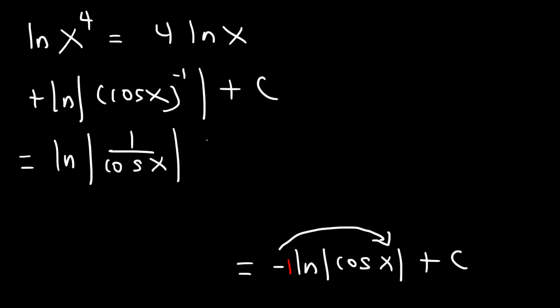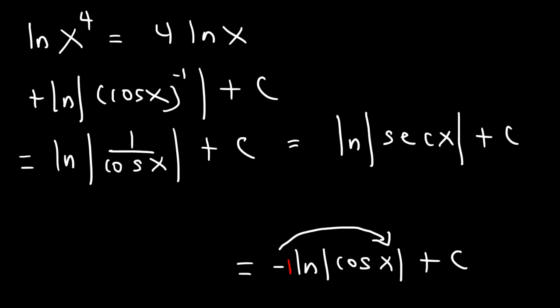Now, what trig function is equal to 1 divided by cosine? It's one of those reciprocal identities that you need to know for trig. 1 over cosine is secant. So this is the natural log of secant x plus c. And so this is the integral of the tangent x function. It's ln secant plus c.